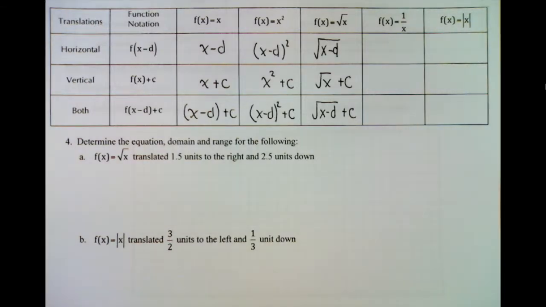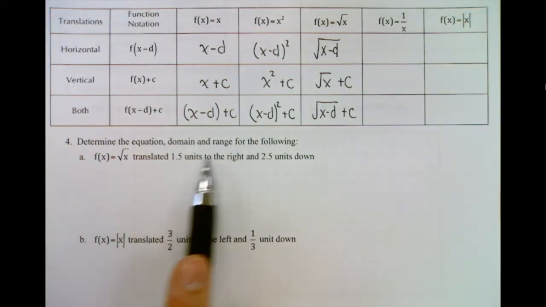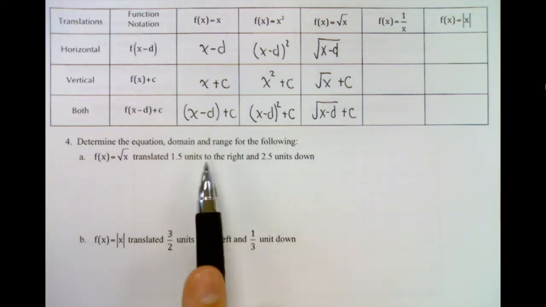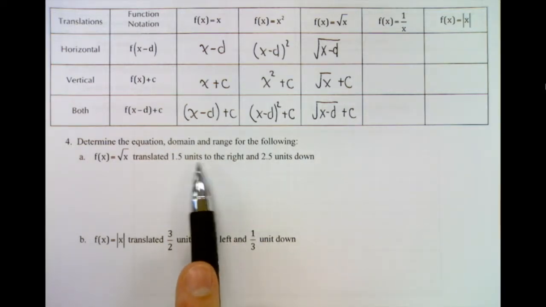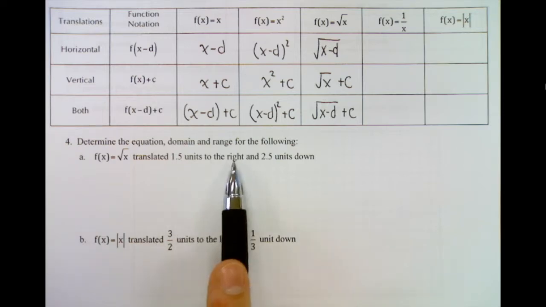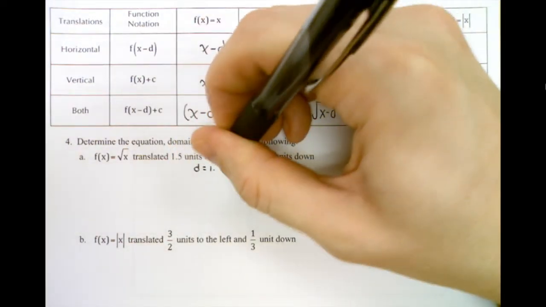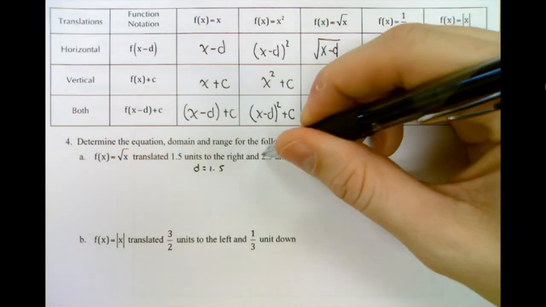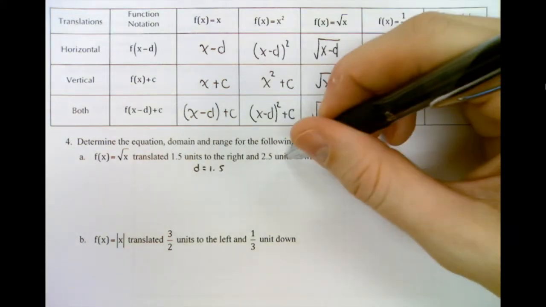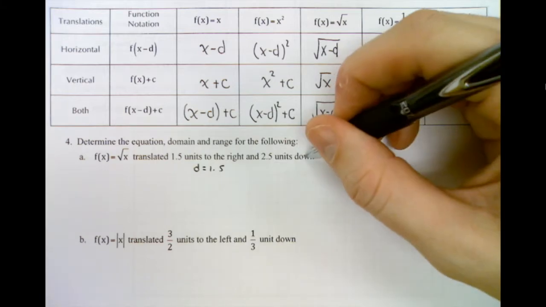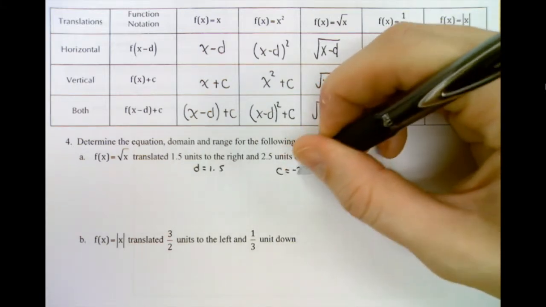That's where c goes. To really hammer this idea home, here are some specific translations. I'm going to put them exactly where they should go. Okay? Translated 1.5 units to the right. That's d. D is 1.5. Now we're going to the right. Right is positive. So d is 1.5. Units up or down is c. Since we're going down, it's negative. So c is negative 2.5.